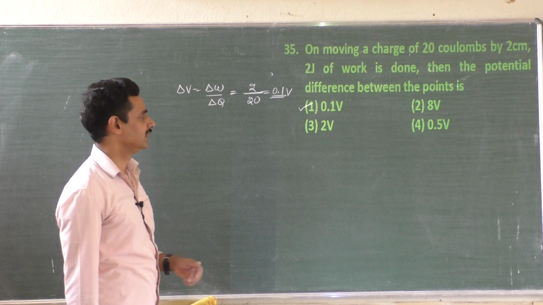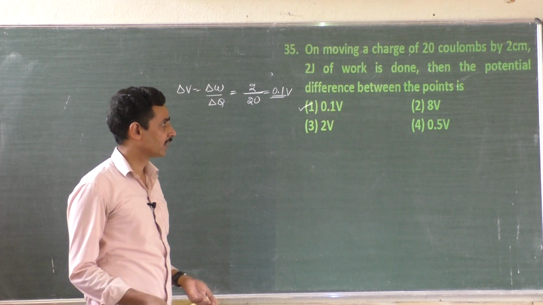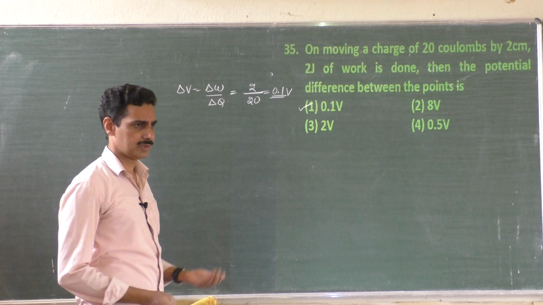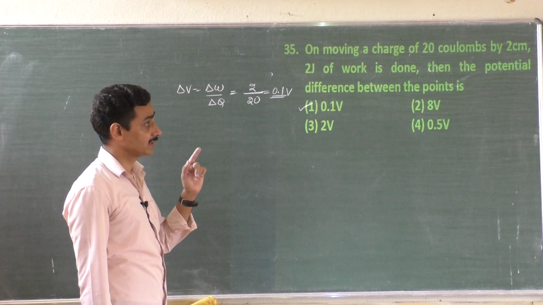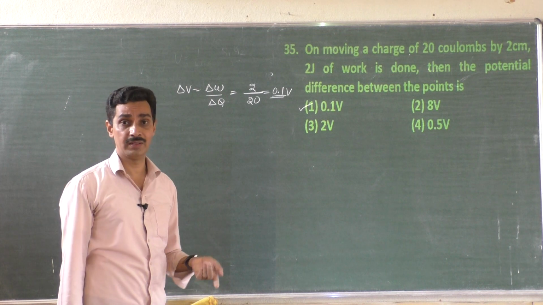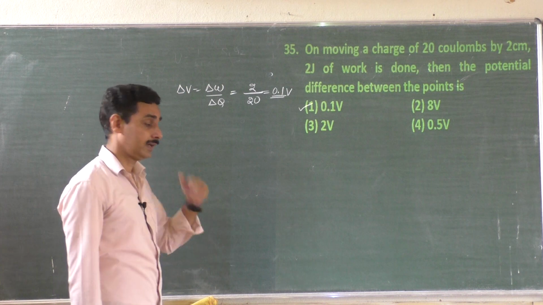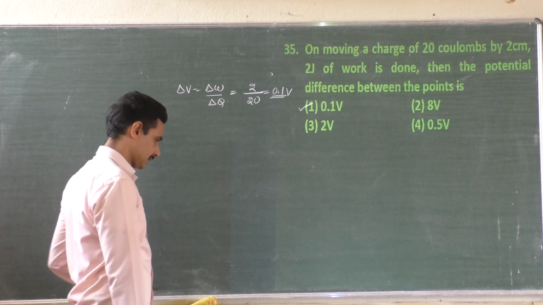Sir, why is that 2 centimeters given? Just to mislead you, right? There is nothing to do with 2 centimeters, whether you move by 2 centimeters or not. That 2 centimeters is needed if you are finding the electric field, delta V by delta L. Then for electric field, such distances are needed.